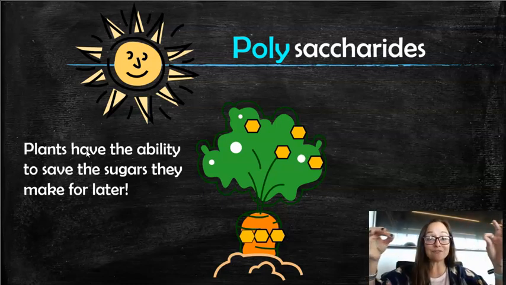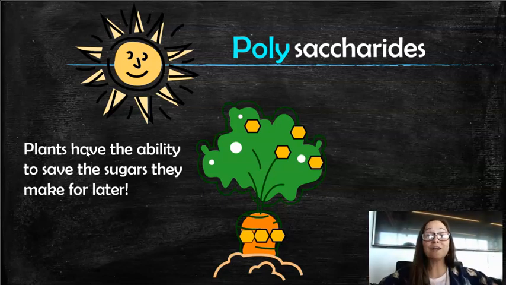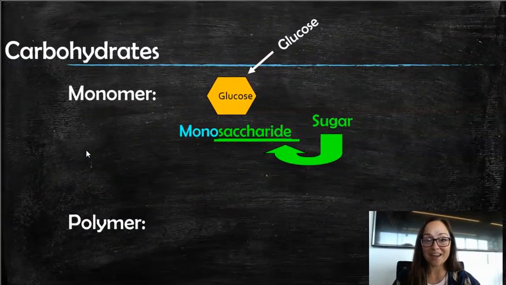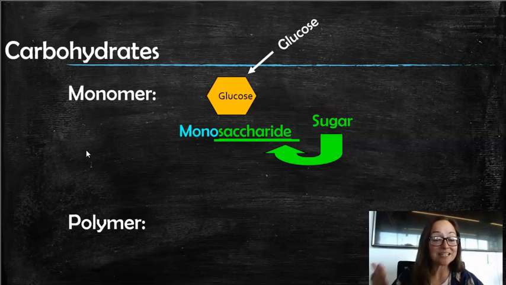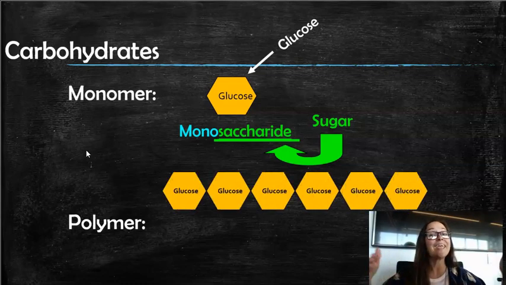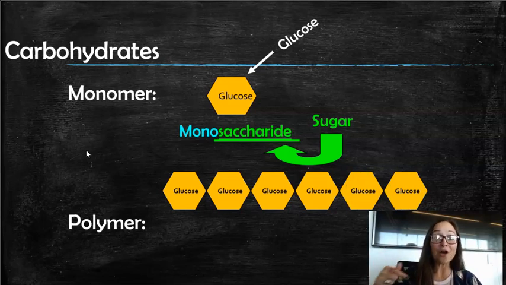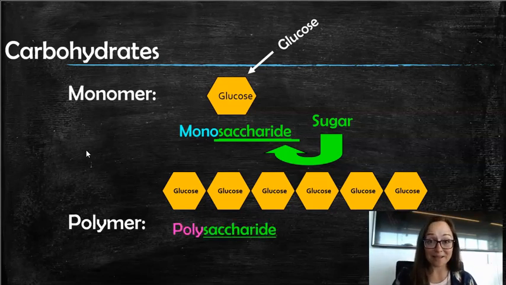When you have a chain of sugars, that is now many sugars hooked together. This is the polymer of plants, or of animals too, and we call this a polysaccharide. While the monomer of carbohydrates is glucose, a single sugar, a monosaccharide, the polymer is going to be a chain of glucose molecules, a chain of monosaccharides, repeating over and over again. We call this a many saccharide. Many saccharide, polysaccharide.